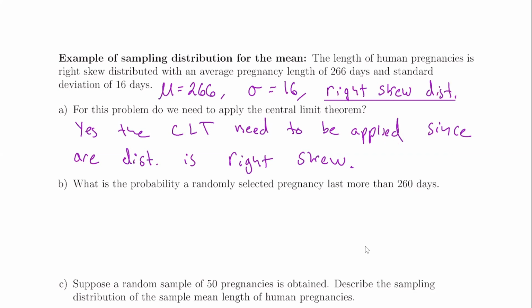For this one, we do need to apply the central limit theorem because our data set is right skewed. If you look at the last one, we put that we didn't need to apply it because our distribution was already normal. If our distribution is already normal, there's no need to apply it. But in this case, since we know our distribution is right skewed, we do need to apply the central limit theorem. All right. Everybody good for part A?